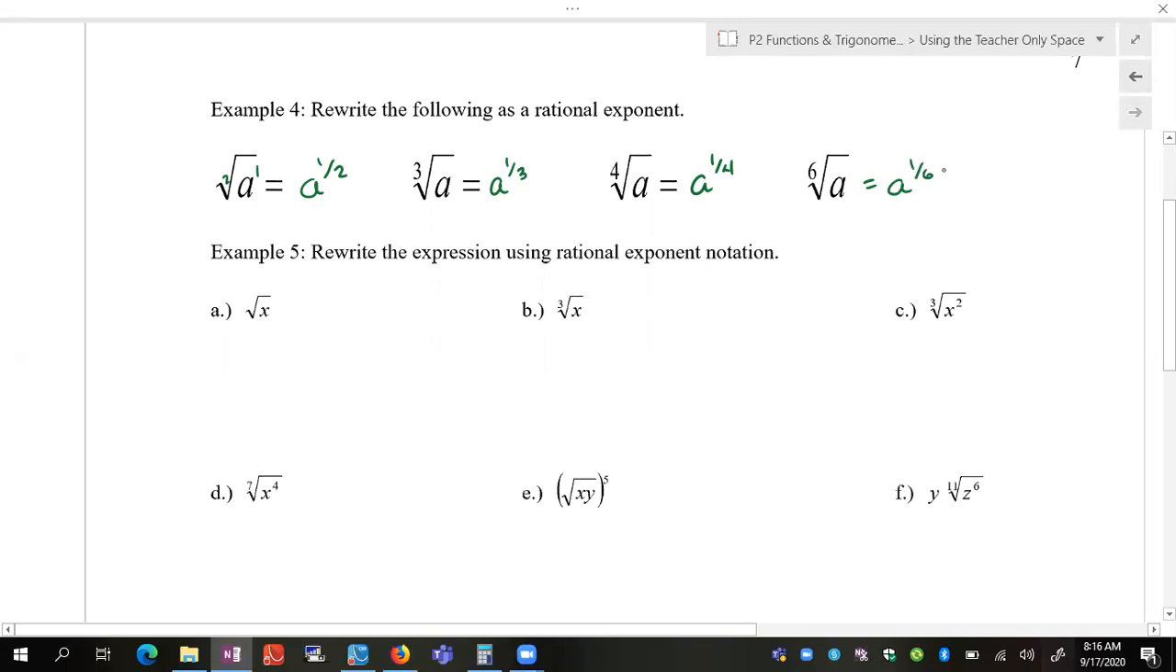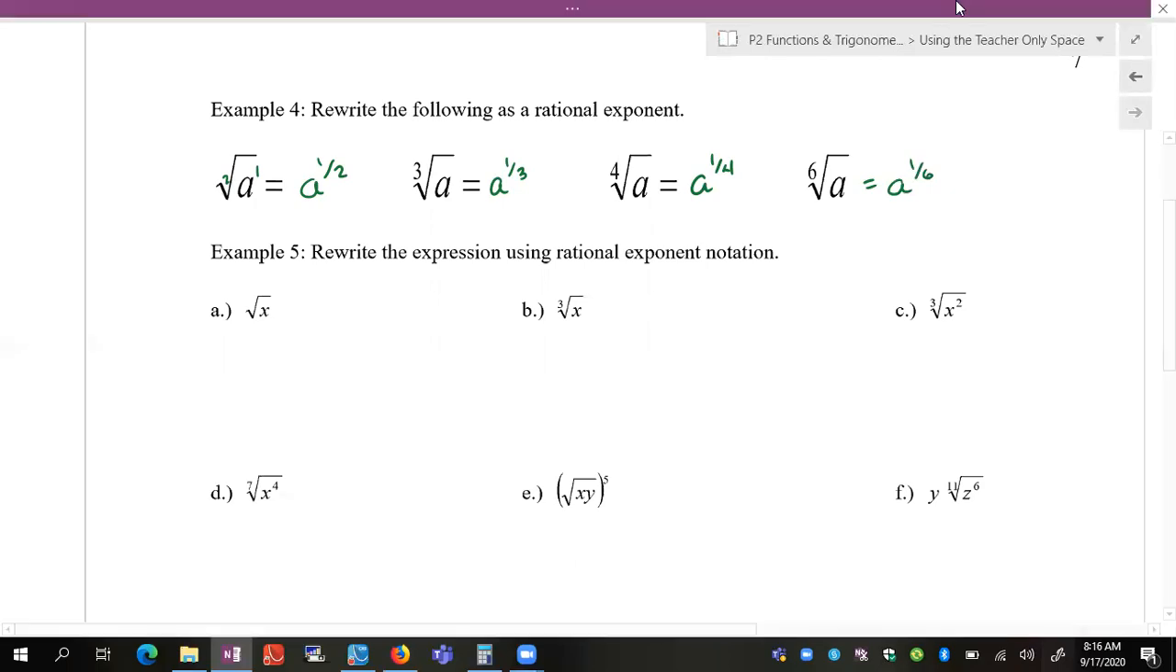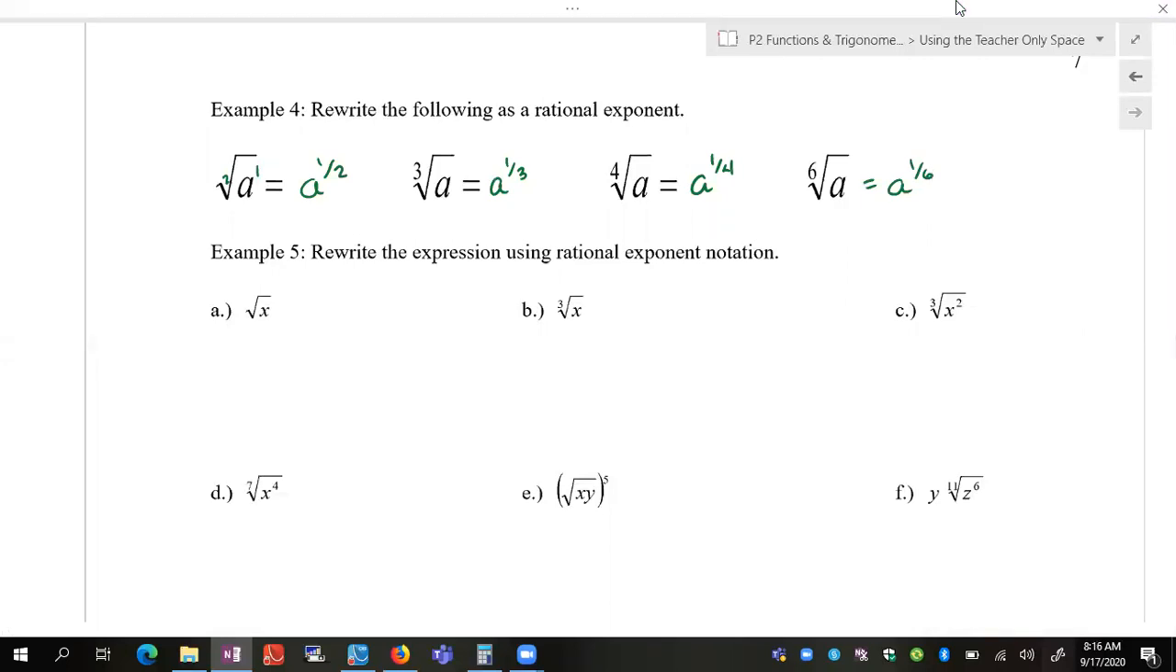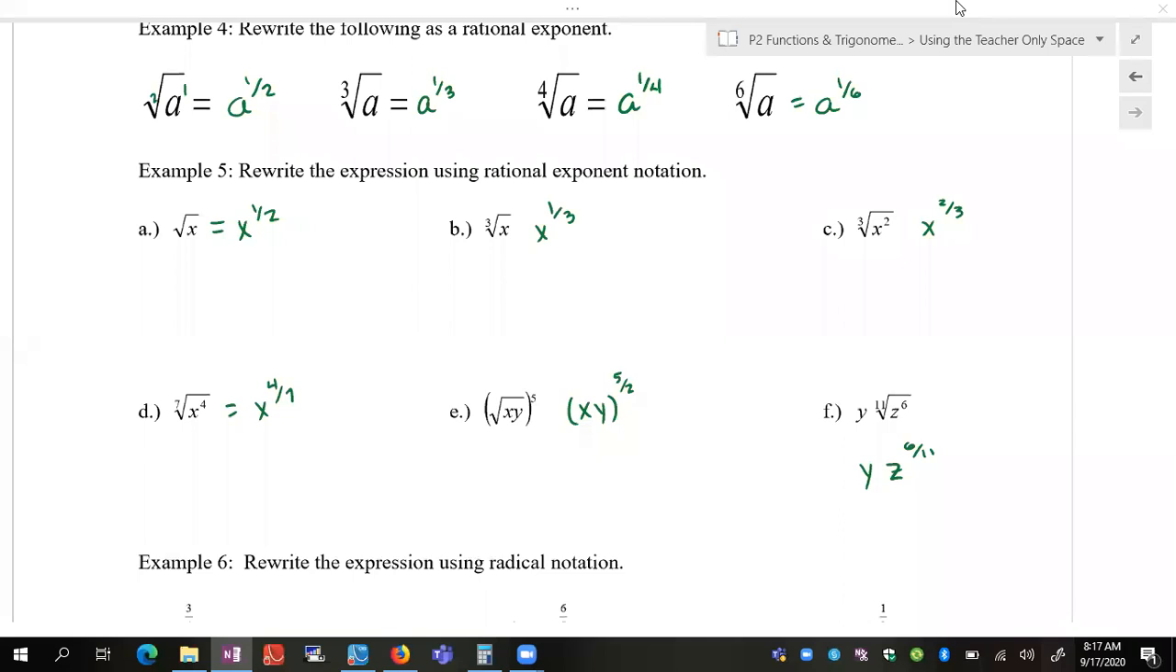So if you want to go ahead and pause the video and then see if you can figure out how to answer example 5 questions. So here are my answers. As you can see, for E and F, E in particular had a parentheses, so I could write it that way. F, I didn't have parentheses, so I could write it this way.